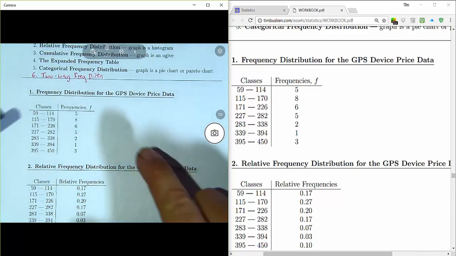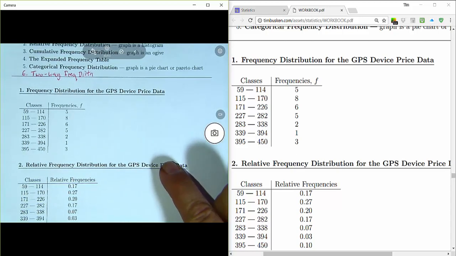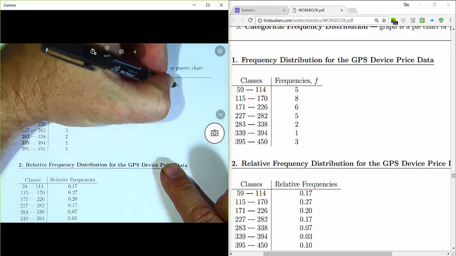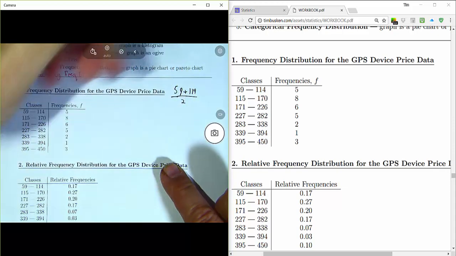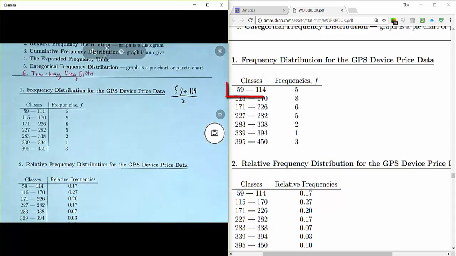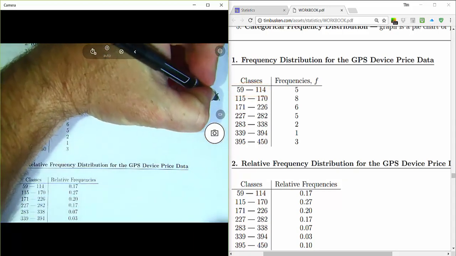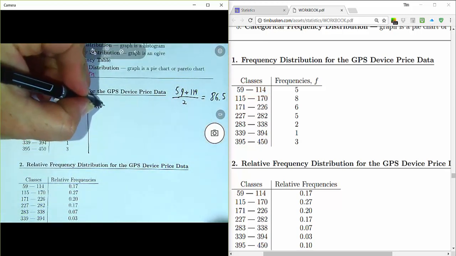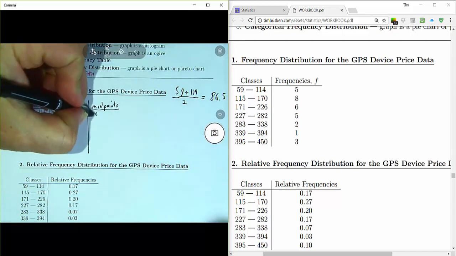So here's the frequency distribution. Each one of these classes has a midpoint. The midpoint of the first class is just found using the midpoint formula. So we're going to do 59 plus 114 divided by 2. We're summing up the class limits of the first class and dividing by 2. We're getting 86.5. So I'm going to go ahead and make another column here for midpoints. First midpoint, 86.5.